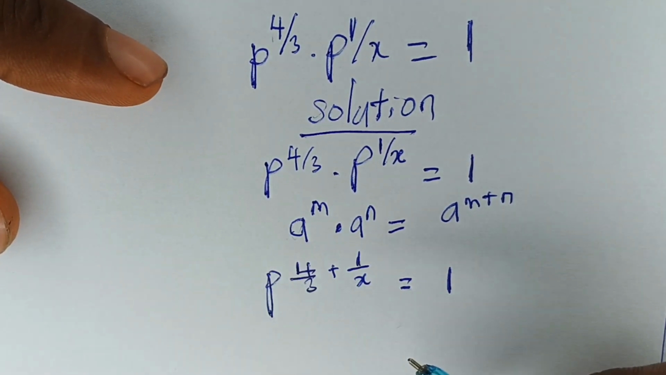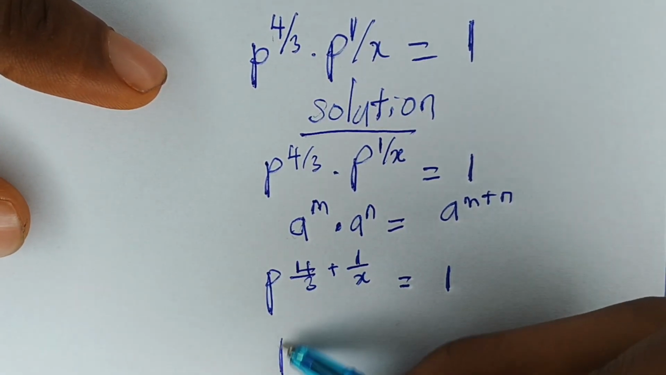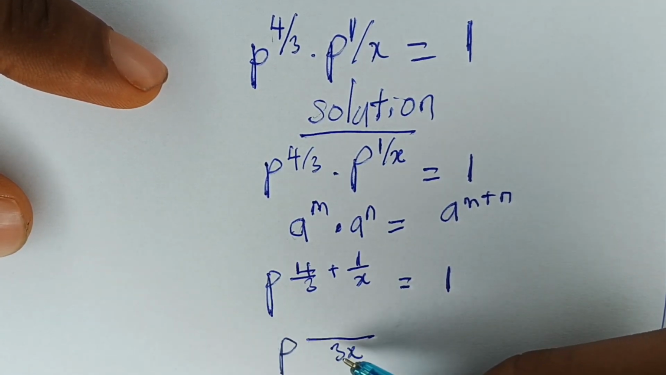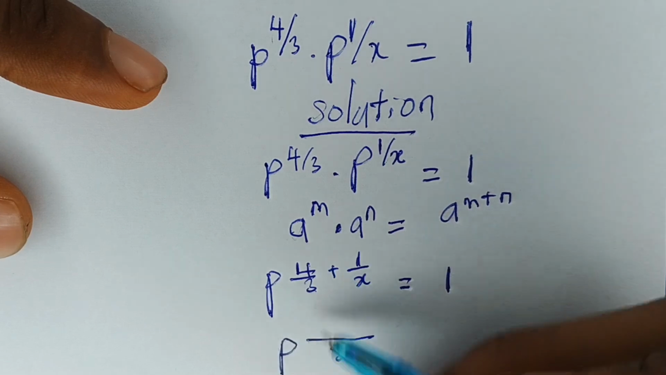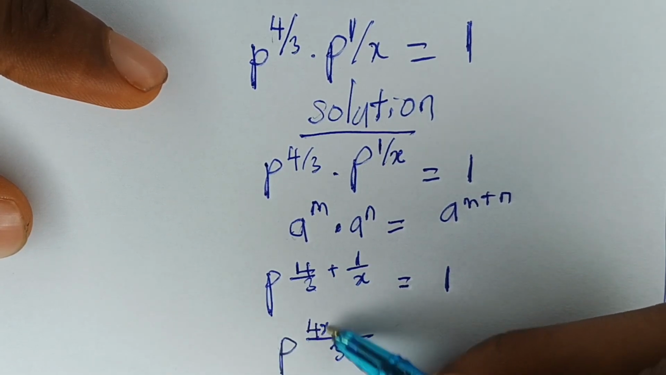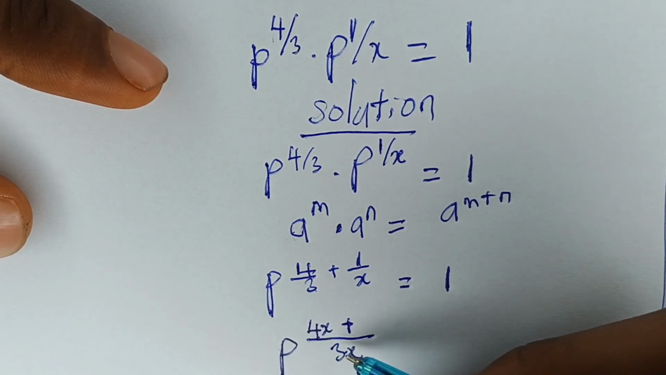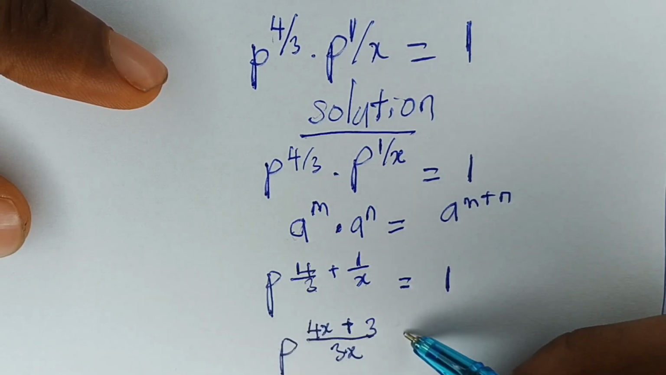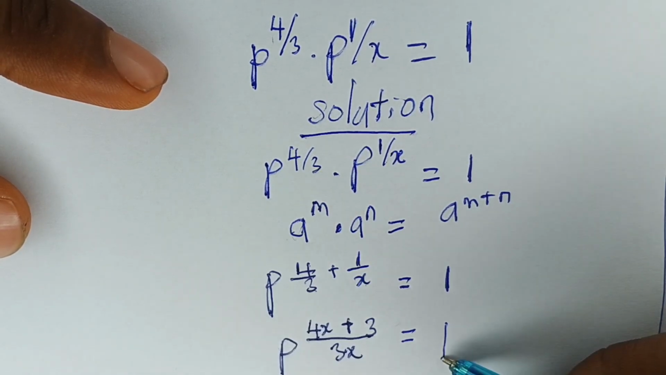Alright, now from here we have p raised to the power, LCM is 3x. We have 3x into 3 to be x. x times 4 is 4x, plus 3x into x is 3, 3 times 1 is 3. And this is equal to 1.